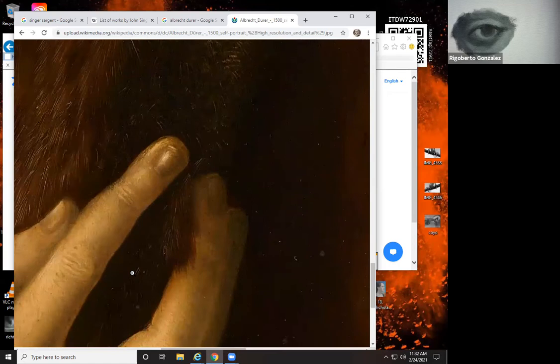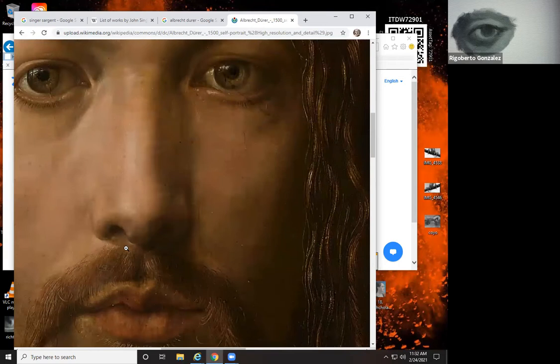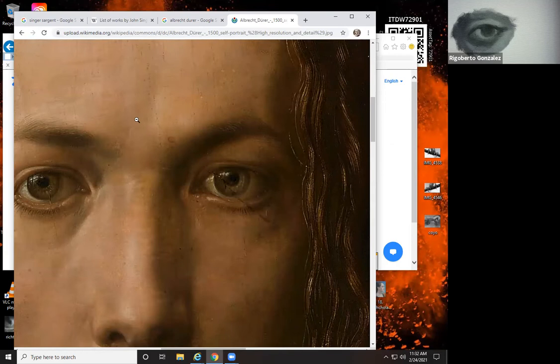So, you know, they're both using oil paint, but Sargent was in the late 1800s, like 1880 up to 1910, 1920. I think he died in 1920. Of course, Albrecht Dürer was in the 1400s. So he was grinding his own paints.